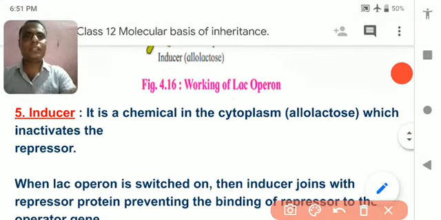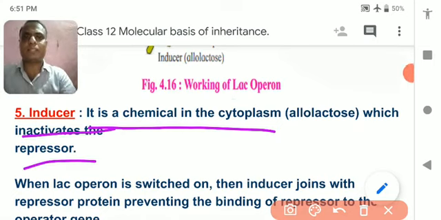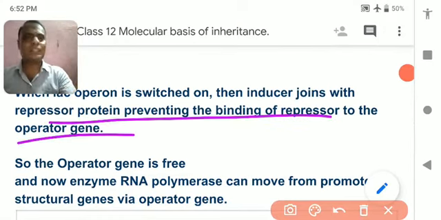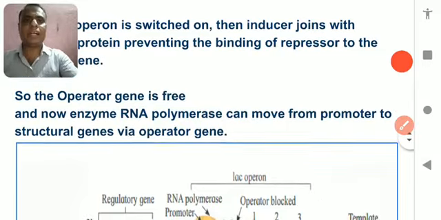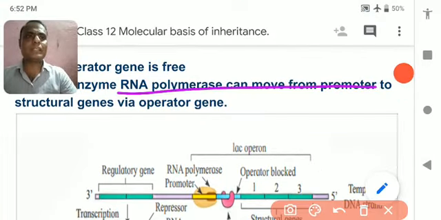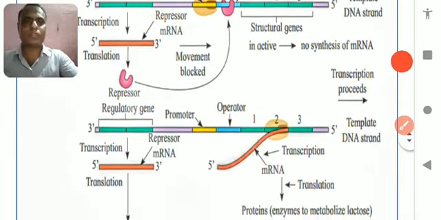Who is the inducer? The inducer is the chemical in the cytoplasm which inactivates the repressor. Repressor gets inactivated by the presence of the inducer. When the operon is switched on, the inducer joins with the repressor protein, preventing its binding to the operator gene. I have already explained. So the operator gene is free, and now the enzyme RNA polymerase can move from the promoter gene to the operator gene. I think you have understood this phenomenon totally.